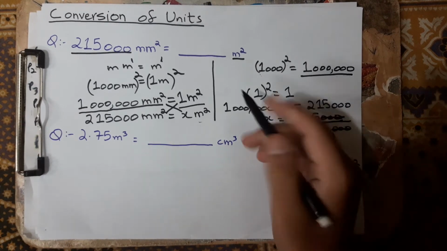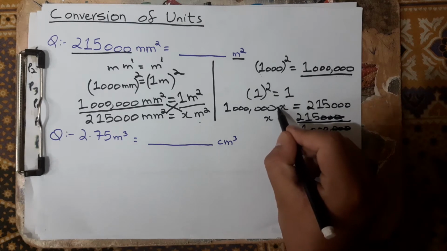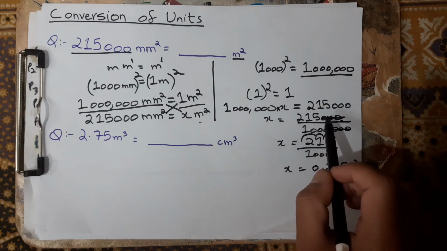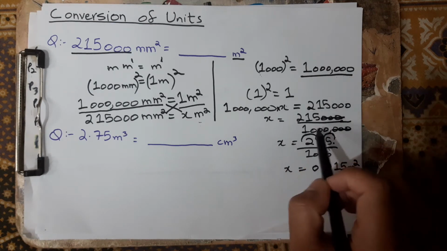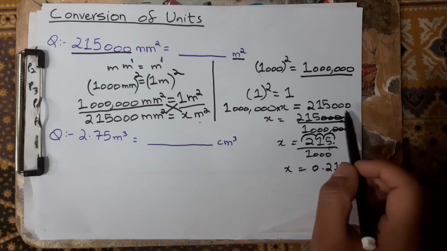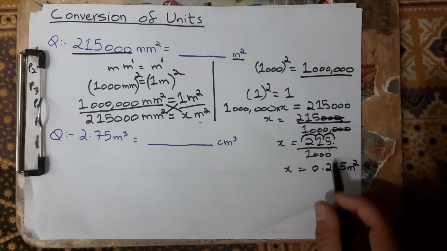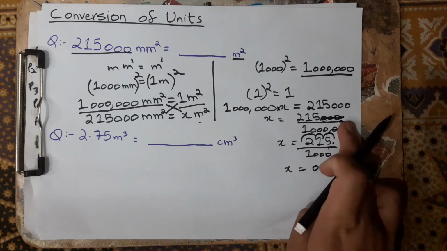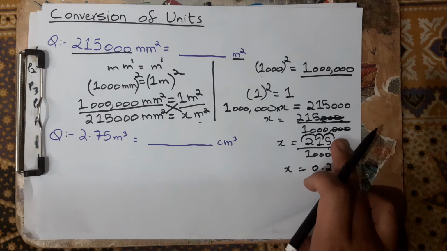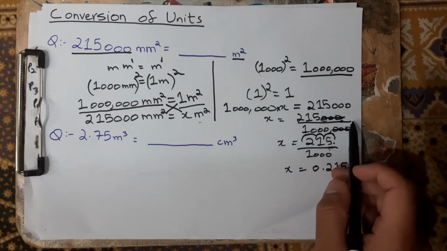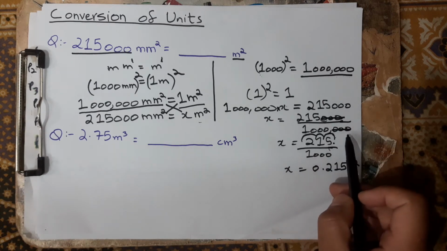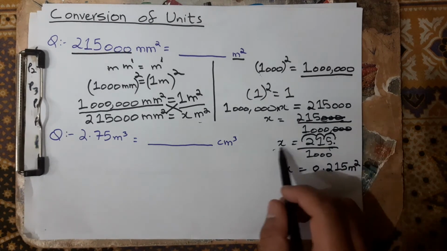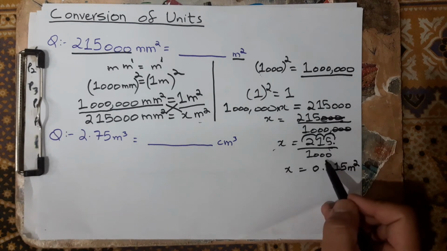Now here 1 million is multiplying with x, so if we take this 1 million to the other side, it will be divided by 215,000. So when it divides, there are three zeros in the numerator and 6 zeros in the denominator, so 3 of the zeros of the numerator will get cancelled with 3 zeros of the denominator, and then we will be left with x is equal to 215 over 1000.